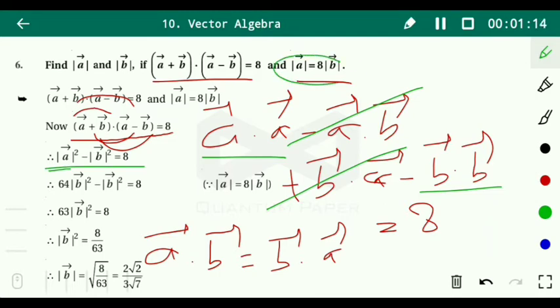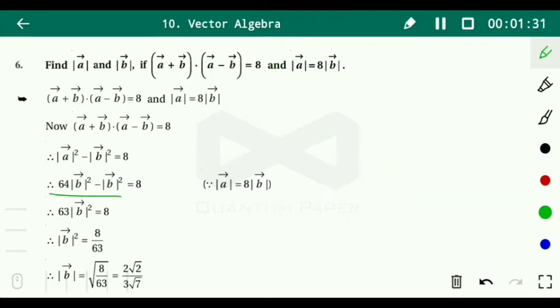Now we have to use the second result: magnitude of vector A is equal to 8 times the magnitude of vector B. So 8 square will be 64. So 64 into magnitude of vector B square minus magnitude of B square is equal to 8. So 64 minus 1 will be 63 times magnitude of B square is equal to 8. So the value of magnitude of B square is equal to 8 by 63.